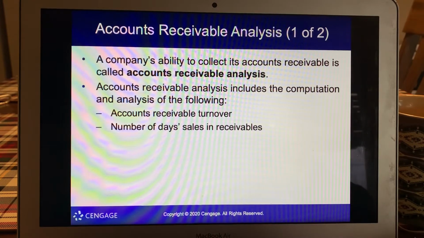Accounts receivable analysis: a company's ability to collect its accounts receivable is called accounts receivable analysis. Accounts receivable analysis includes a computation and analysis of the following: accounts receivable turnover, and number of days sales in receivables.